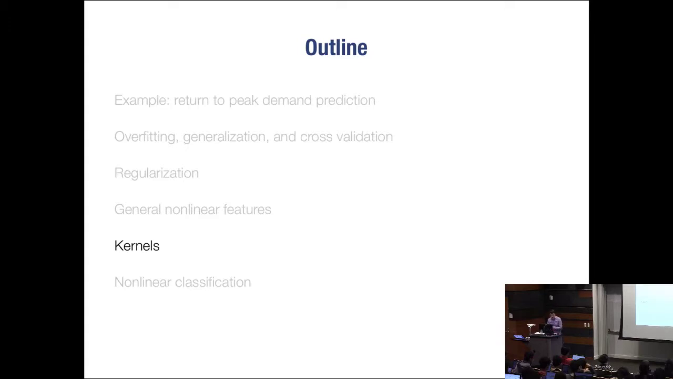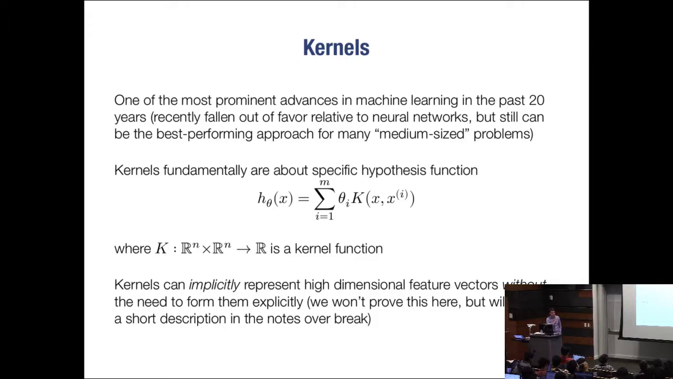So with that being said, let me very briefly talk about kernels. While kernels are currently out of favor, having fallen out of favor to deep learning methods, broadly speaking, in machine learning, they really are one of the most important advances in machine learning over the past 20 years, maybe more like 25 years now. And they're still the best performing approach, or the simplest approach, for a lot of medium-sized problems.